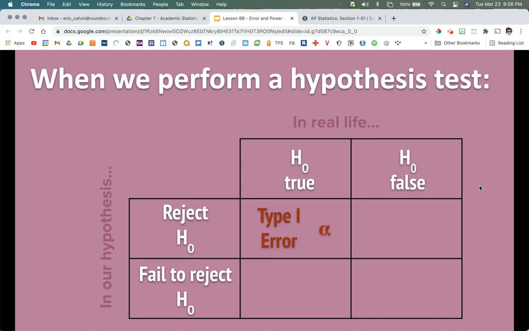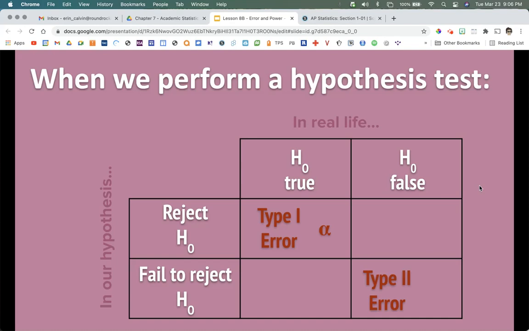The symbol we use to represent the probability of a type 1 error is alpha. And yes, this is the same symbol that we use for the level of significance, because it is the same number as the level of significance. So whatever you are setting as your alpha, your level of significance, that ends up being the probability of a type 1 error.